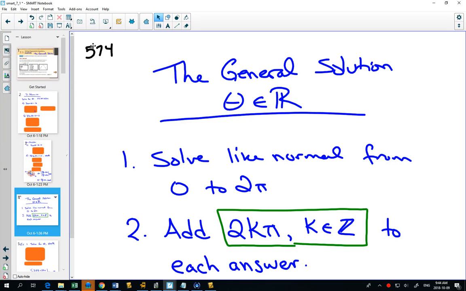So in today's lesson, we're going to learn about the general solution, which we saw a little bit in the example that we did on Friday, where we solved for tan and it was theta belongs to all real numbers. So that means there's going to be an infinite amount of solutions. So the idea that we're going to do when we get these general solution questions, or we have to solve over the entire domain of theta, first of all, you'll solve like you normally do between 0 and 2 pi.